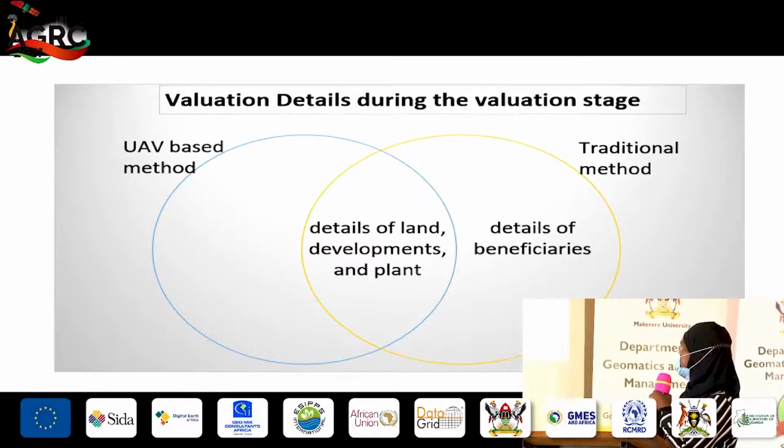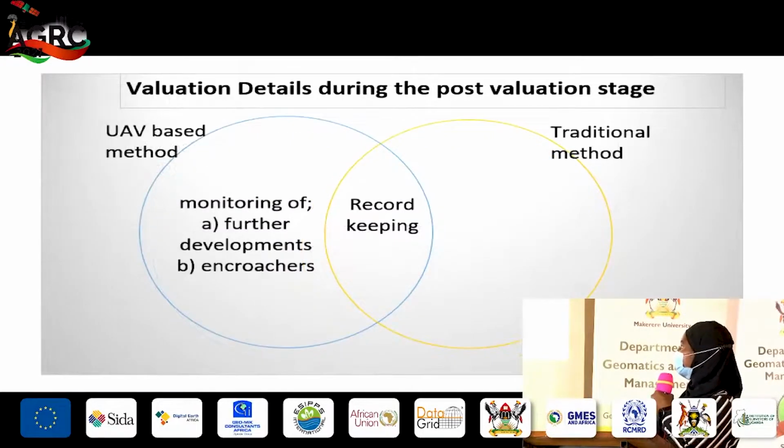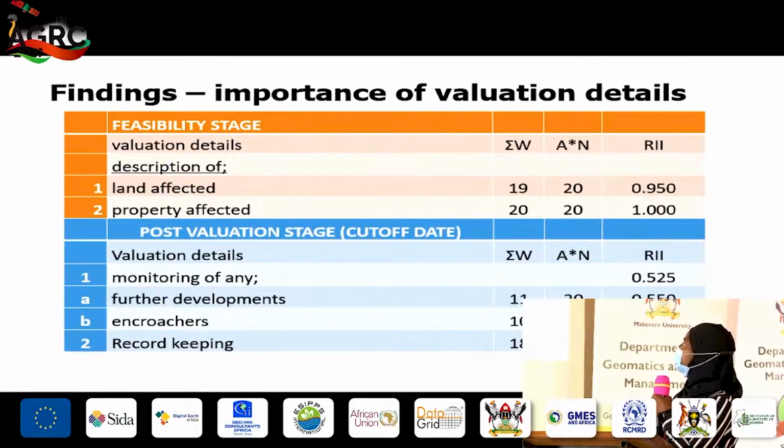Then we also have details of beneficiaries, like the name of the person. Those were got with the traditional method. And then during the post-valuation stage, when we've set the cutoff date, record keeping we were able to get using both methods. Monitoring was only got using the UAV-based method. From the importance of the details, like I said, the details are shown in the intersection and in the different Venn diagrams at the different stages.